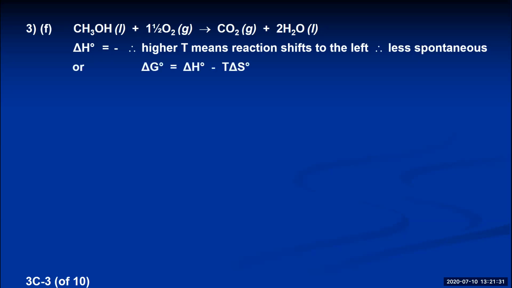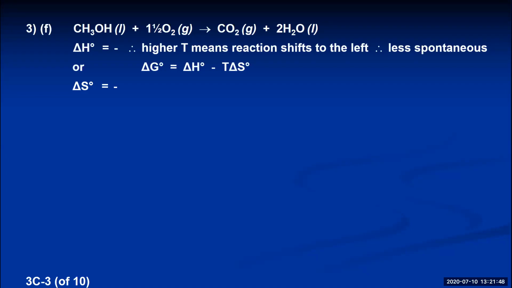Or if you use delta G naught equals delta H naught minus T delta S naught. In this reaction, the delta S value is a negative value because we're going from 1.5 gas molecules to only 1 gas molecule. We're decreasing the amount of gas. The entropy change is negative.